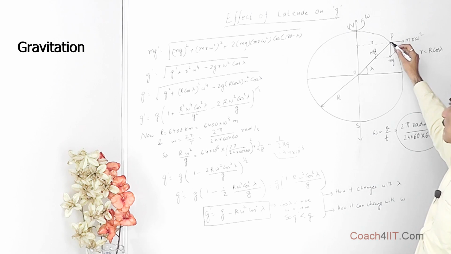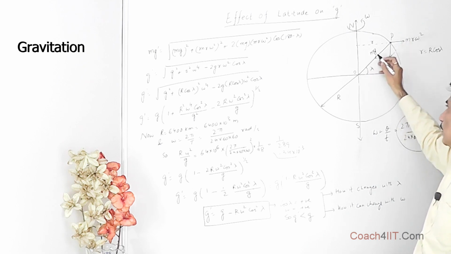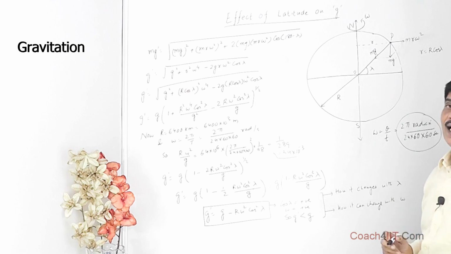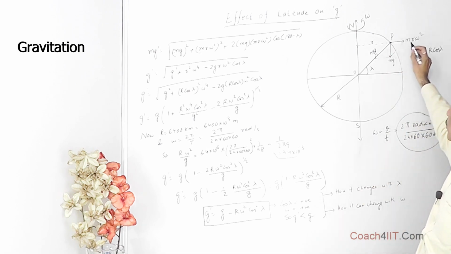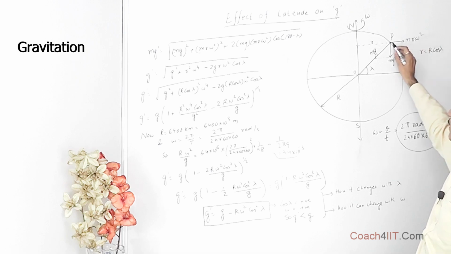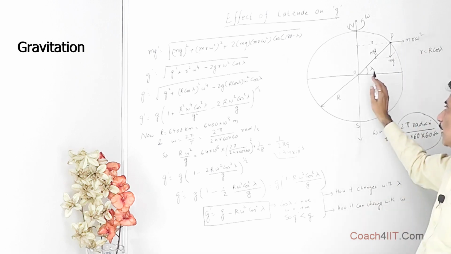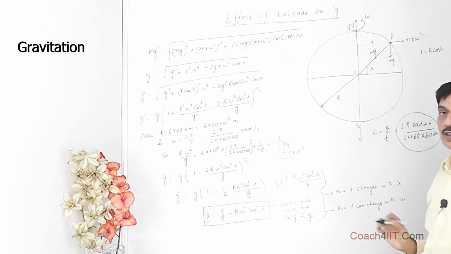A point mass over here, which has a mass m, is being pulled toward the center with a force equal to mg, where g is the acceleration due to gravity, that is 9.81 meter per second square, as we have taken. In addition to this force, there is one centrifugal force also, that is m r omega square, in the outward direction, because the Earth is rotating about the axis passing through the north-south pole.